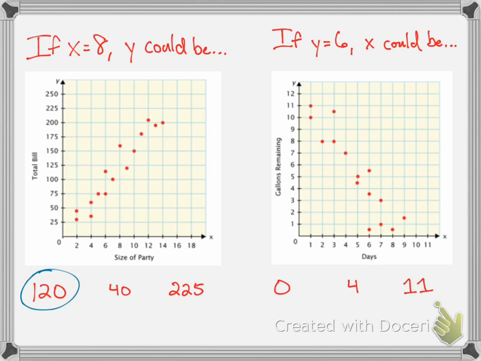225 is the y value, so again, that would be up here. That seems to be even further away from the rest of my trending points. So the logical prediction, if x equals 8, is that y being 120 is the most logical prediction out of the options given.